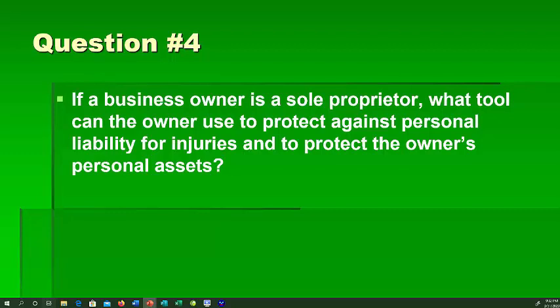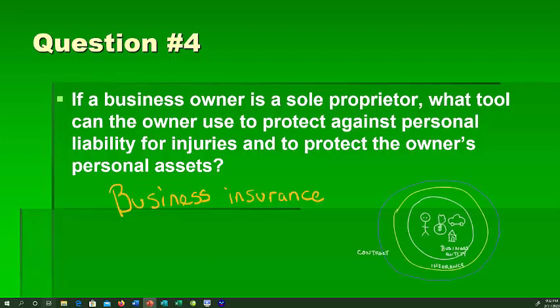Alright, if a business owner is a sole proprietor, what tool can the owner use to protect against personal liability for injuries and to protect the owner's personal assets? Okay, we talked about this in class. Business insurance. I did this in the context of 3 layers of protection, and insurance is one of those layers that you can pay for to have peace of mind.